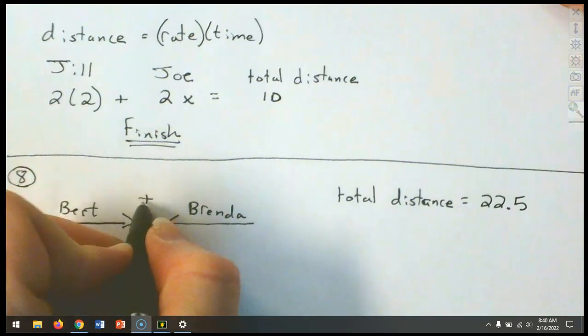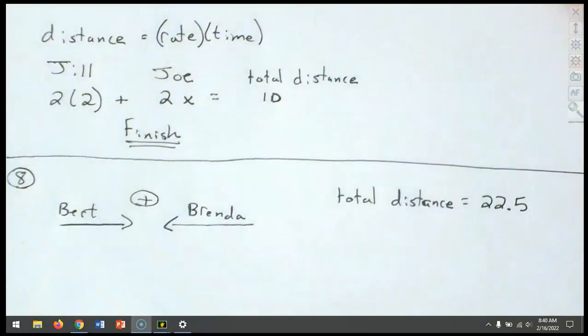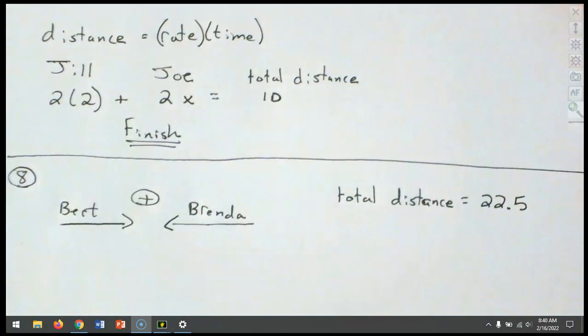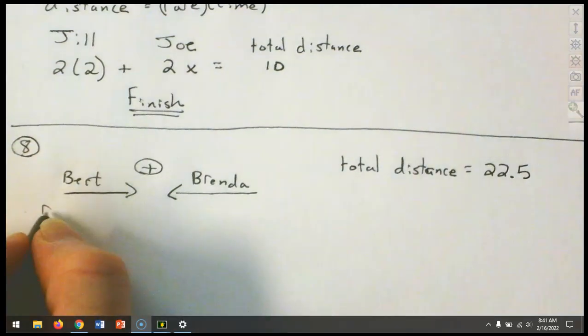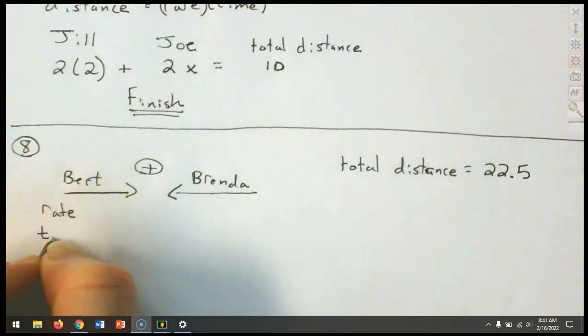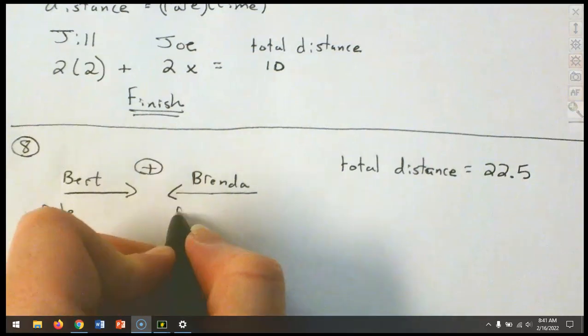They're walking towards each other, so just like the previous question, addition. If they overlap, what would it be? Subtraction, right? And if you're going to work and coming back, they equal each other, you set them equal. In this case, going towards each other, they add. And let's talk now about the rate and the time for each one of these.